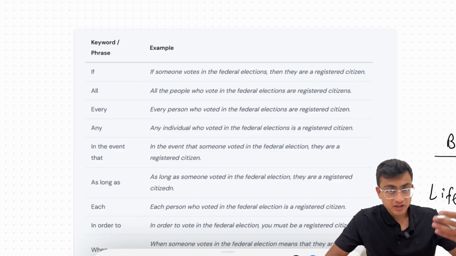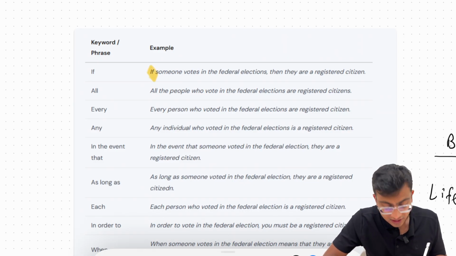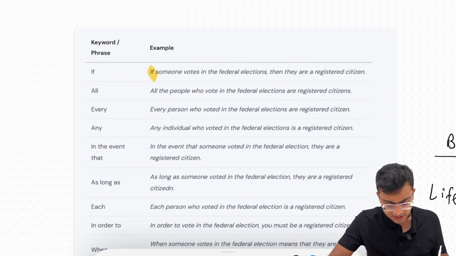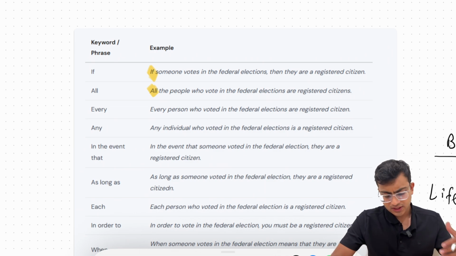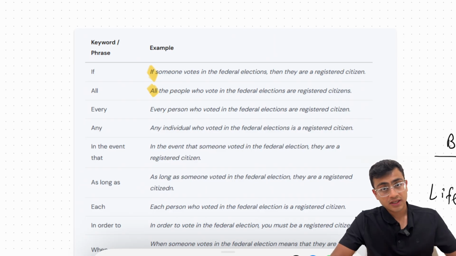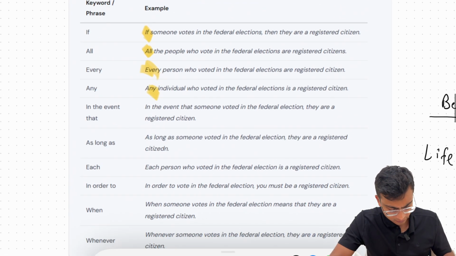So here are the keywords for the sufficient condition. We already know that the if is a keyword for the sufficient condition. If someone votes in the federal election, then they are a registered citizen. But something like all the people who vote in the federal elections are registered citizens is saying the exact same thing. It's saying that voting in the federal election is a sufficient condition. Same thing with every, any, and so on and so forth.